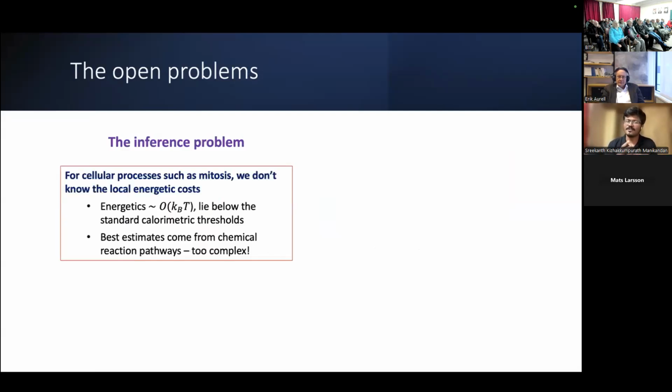The first problem is what I refer to as the inference problem. It is the problem that for cellular processes such as mitosis or cell division, we don't know the exact local energetic cost. Local in the sense of local in space and time. When a chromosome is being pulled out and separated out into two daughter cells, we don't know at which stage of this process the cell is using most of its energy. Now, why is this so hard?